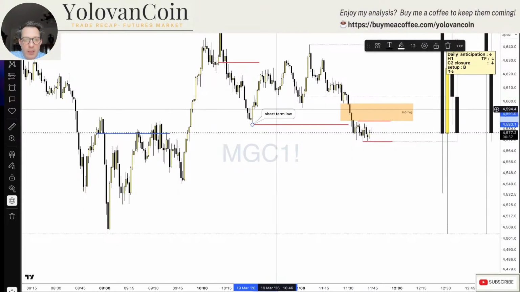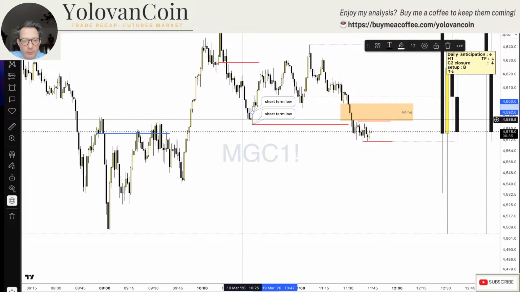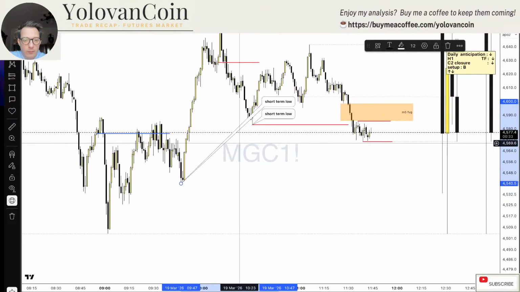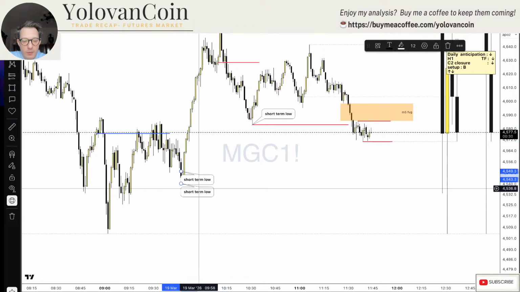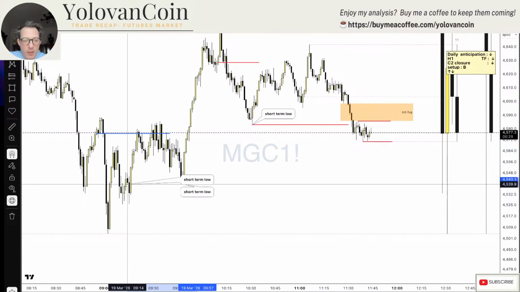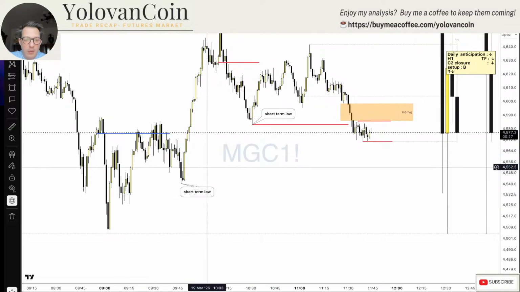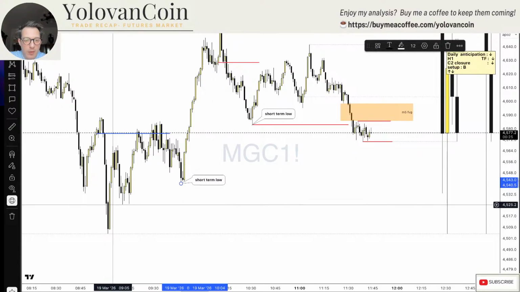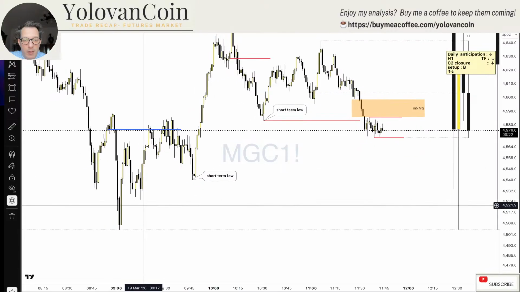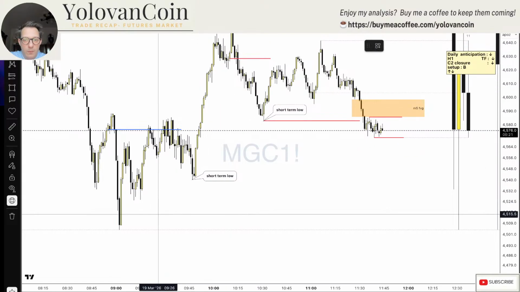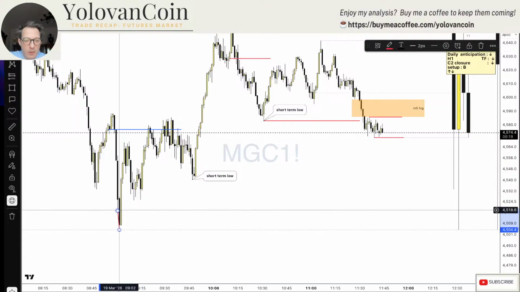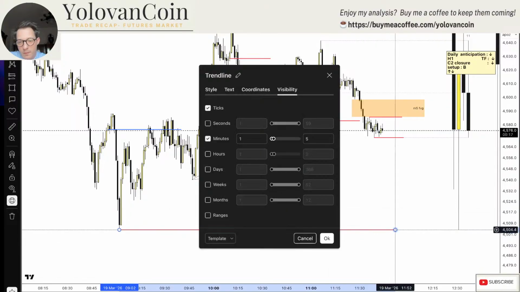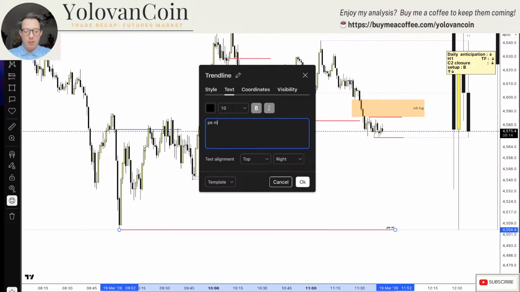And then we have this short-term low here too. And we have these equal lows there. Probably this is a pre-market low.